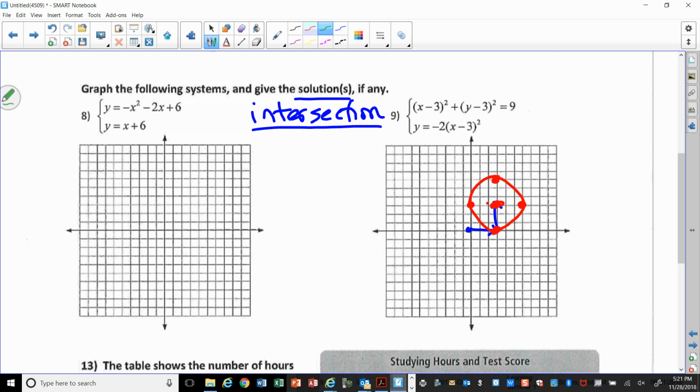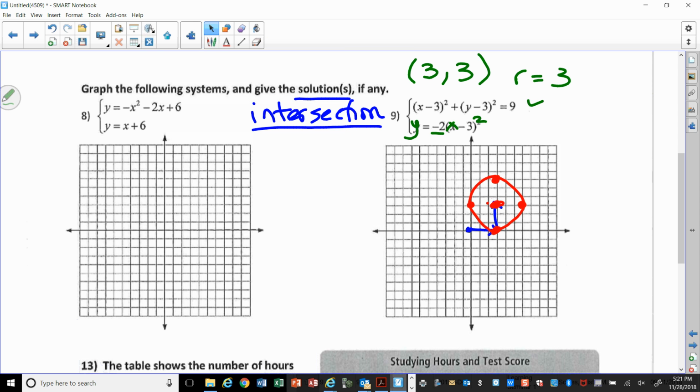Now I've got, so that's that, right? So the radius there is 3. And the center of this would be positive 3, positive 3. Now for the parabola, because this is squared, only the x is squared, y is not squared. So that's going to be a parabola. And it's going down because A is negative. All right, and that means I can just put that into my calculator.